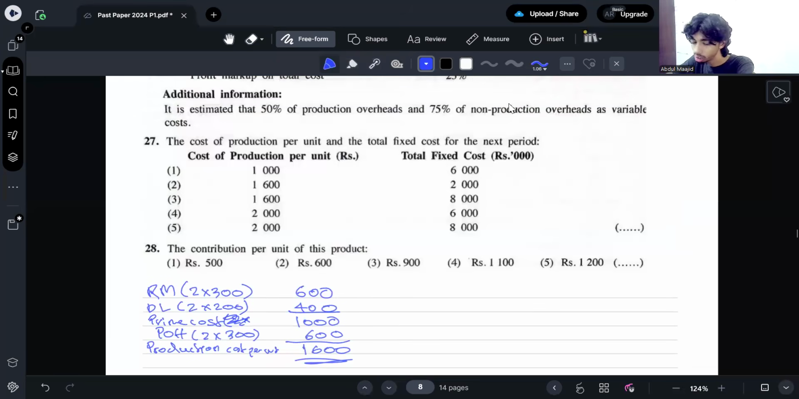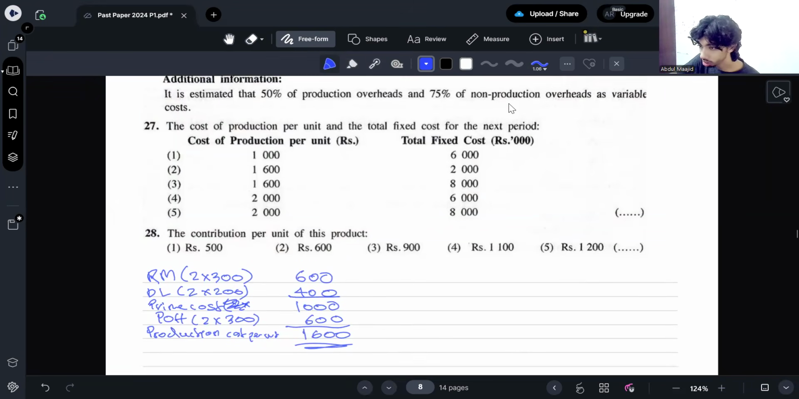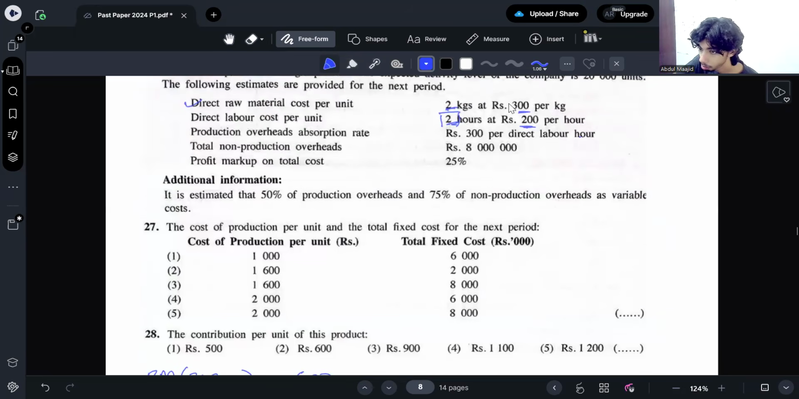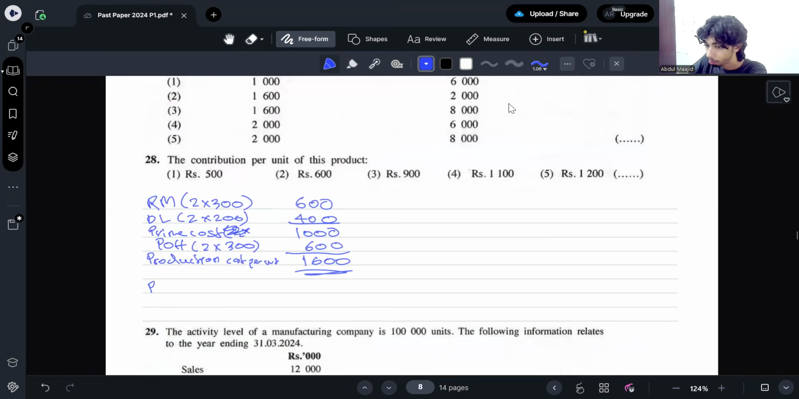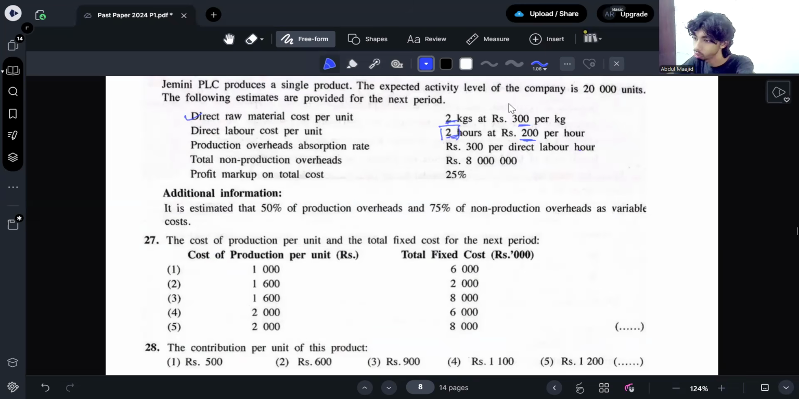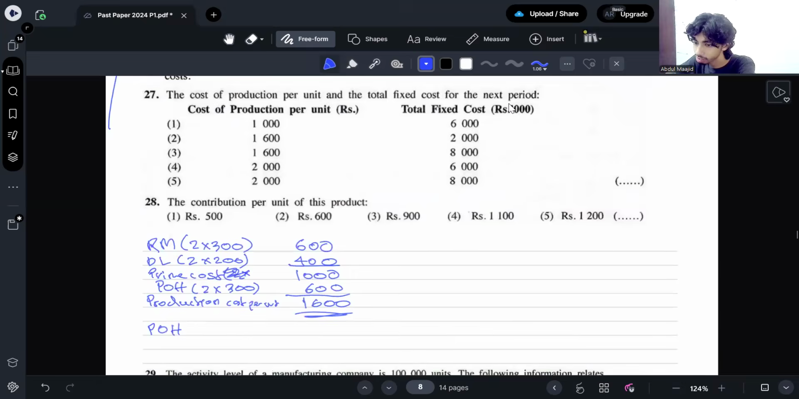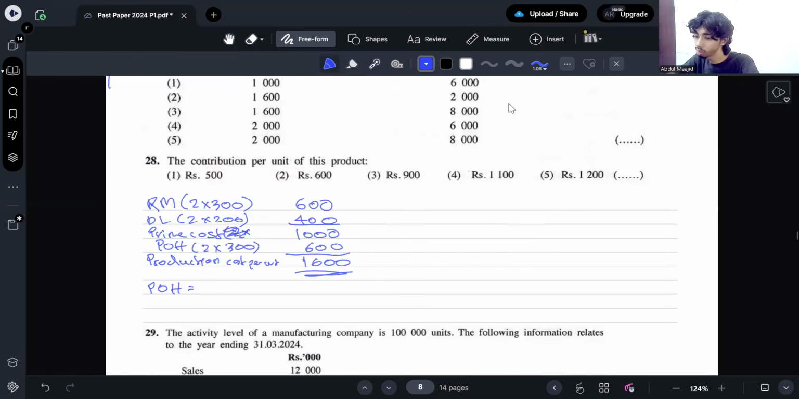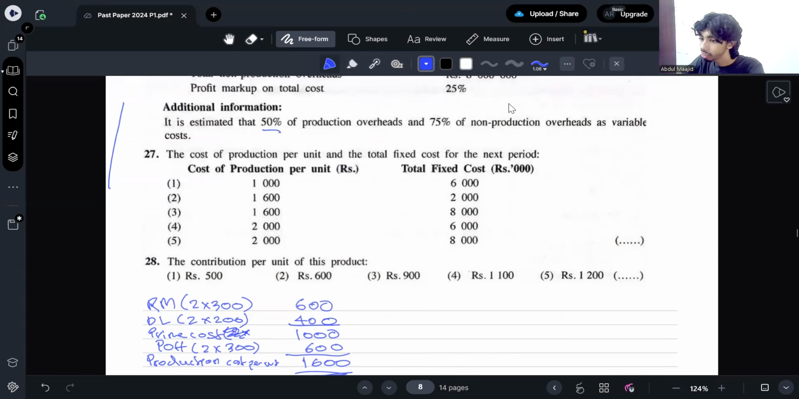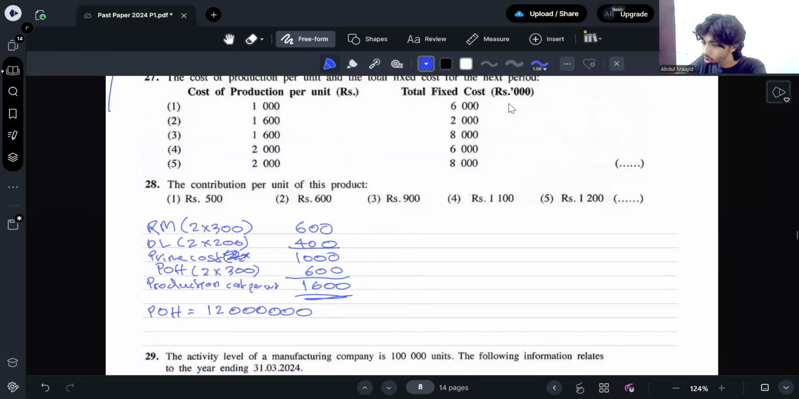Okay, then next, total fixed cost. How do you find the total fixed cost here? It is estimated that 50% of the production overheads and 75% of non-production overheads are variable cost. First of all, production overheads. How much will be the total production overhead? The production overhead for 1 unit we found as 600. We are producing 20,000 units. 20,000 units into 600 per unit, that is 12 million. They are saying 50% of the production overhead is variable. Then fixed will also be the remaining 50%, right? That will be 6 million.